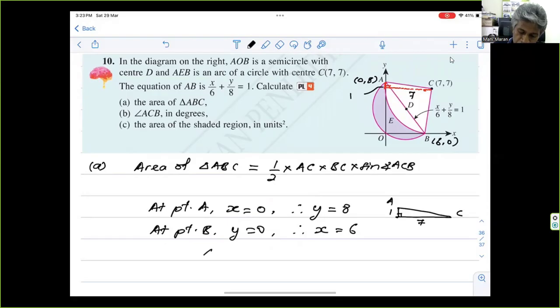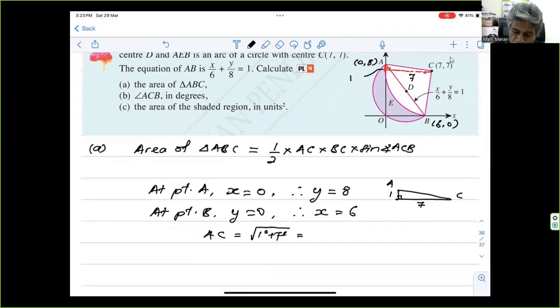Okay, so we have AC is equal to square root of 1 square plus 7 square. So this will give you square root of 50. Okay, so we leave it as a square root and leave it as a surd, don't modify this.